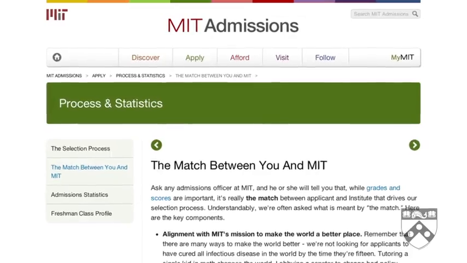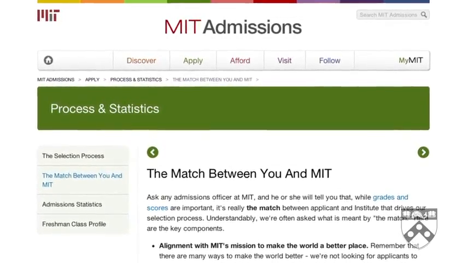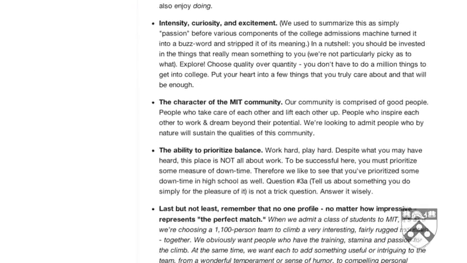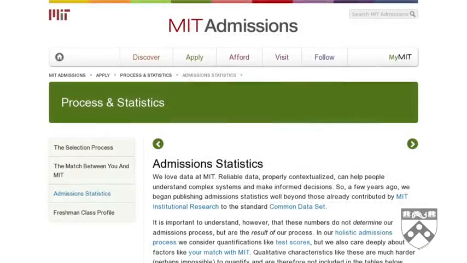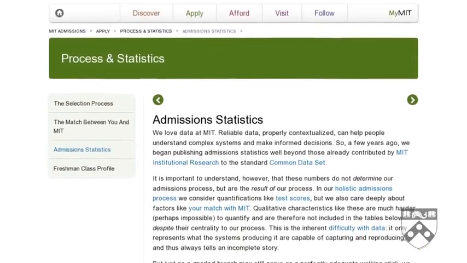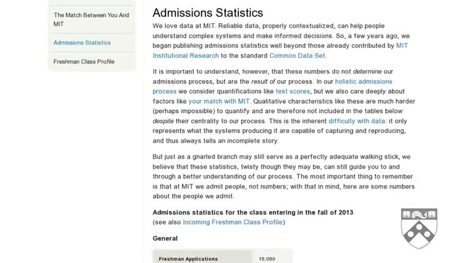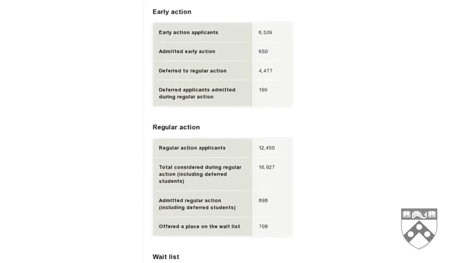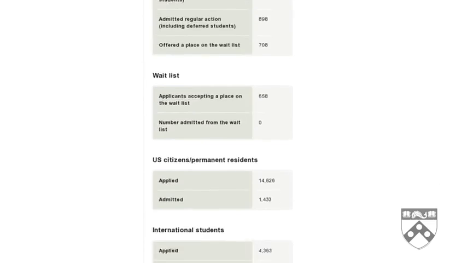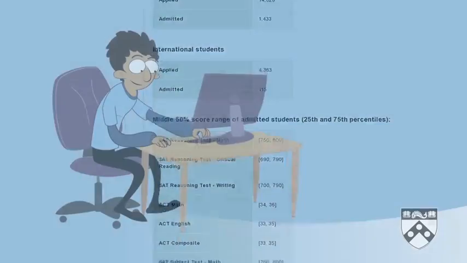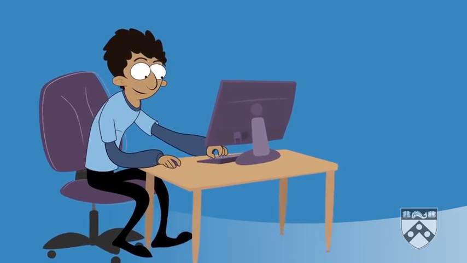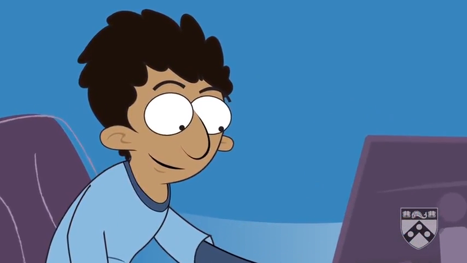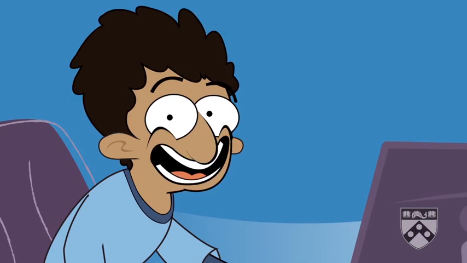When you go to the next tab, the match between you and MIT, you're going to see 8 different criteria for who is a good match. The tab on admission statistics and the tab on the freshman class profile are going to give you the facts and figures about applying to MIT, which will give you an understanding of the quantitative side of acceptance. But after reviewing this website, you should have a really firm understanding of your likelihood of being accepted at MIT.